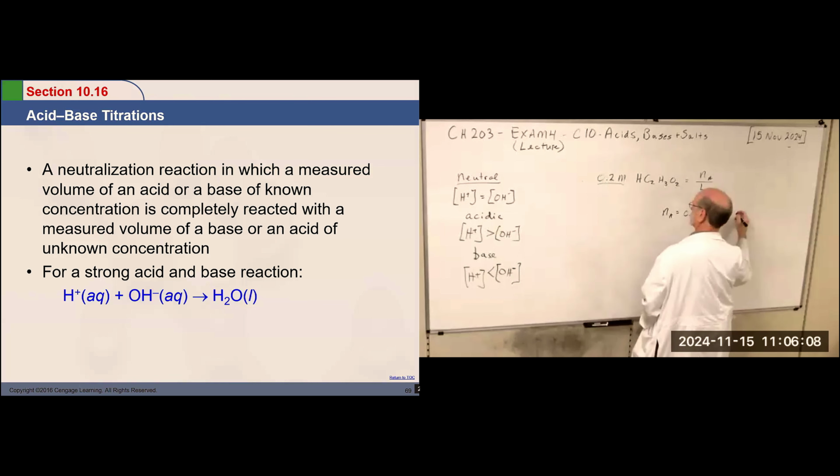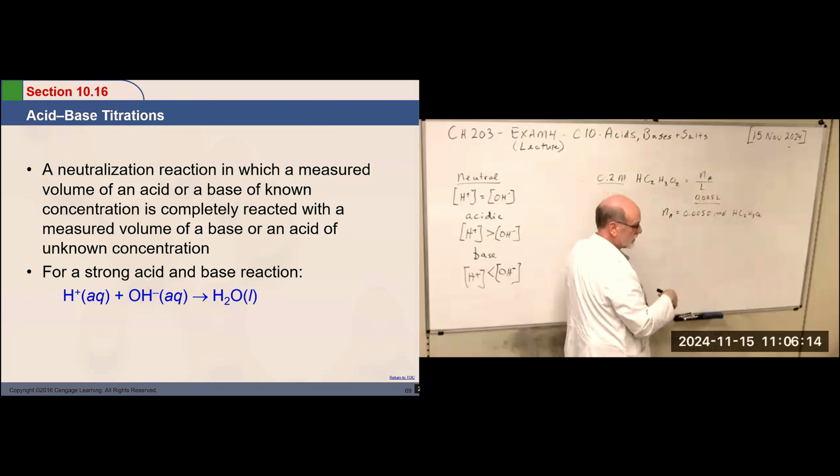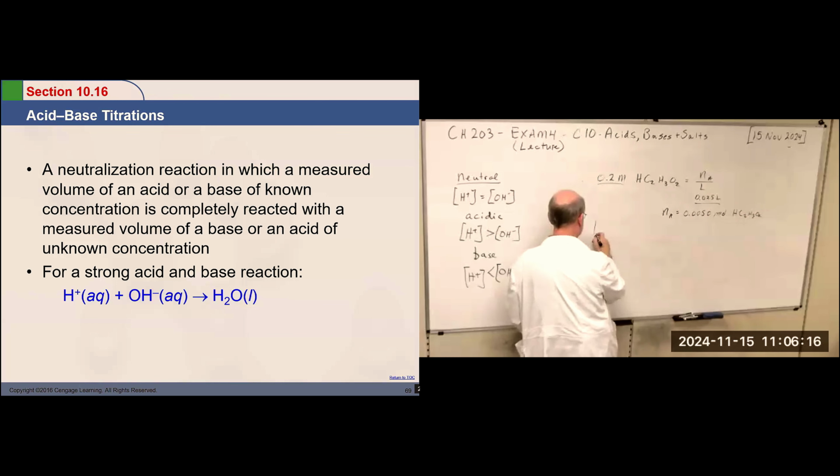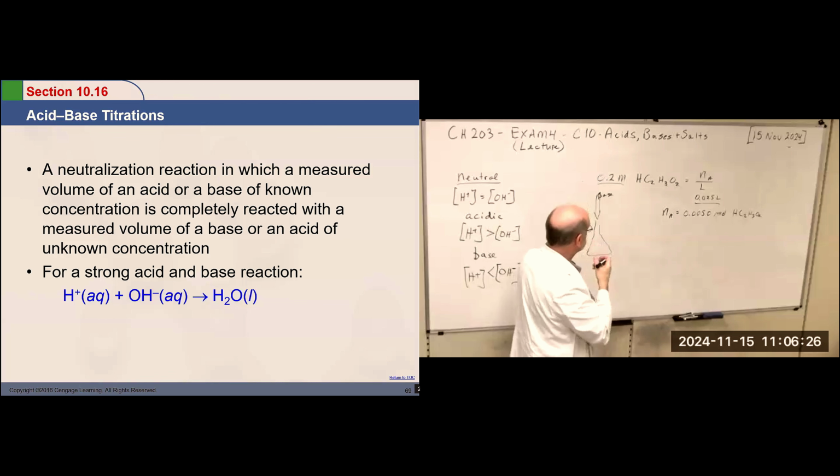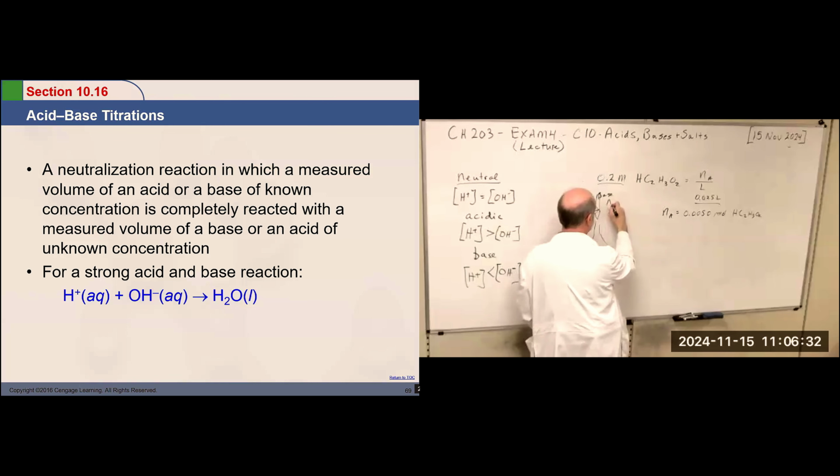Acetic acid. We know that's how many moles we have in this container. Now we're going to add base, until we have exactly the same amount. Then we have sodium hydroxide.